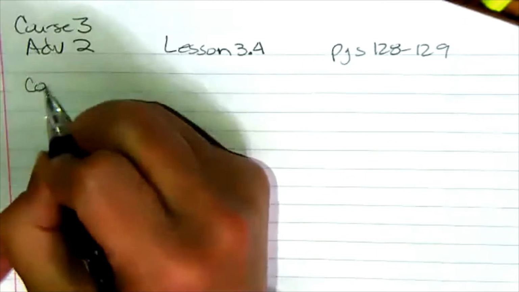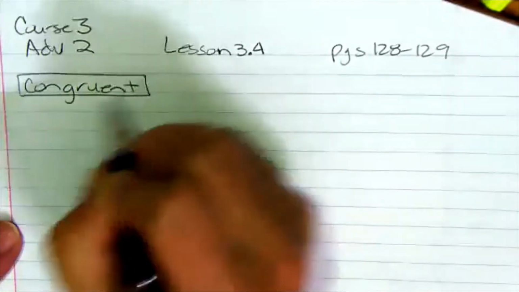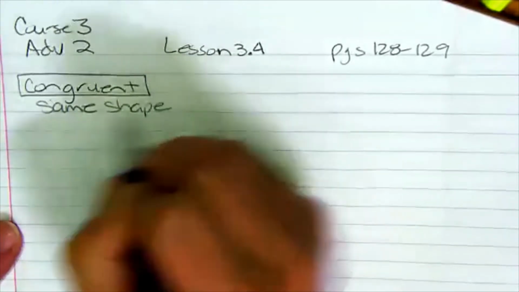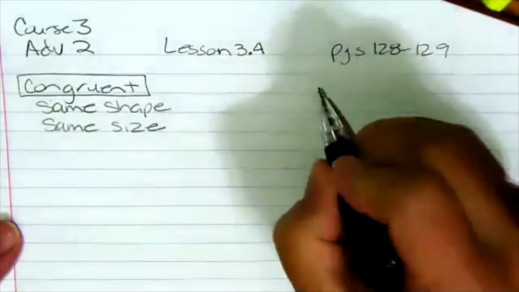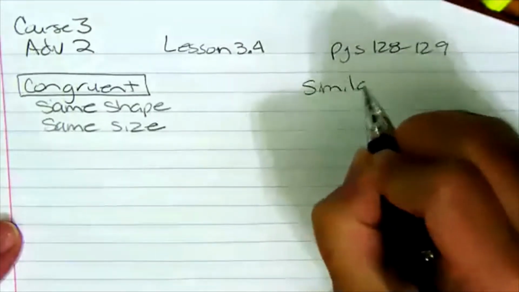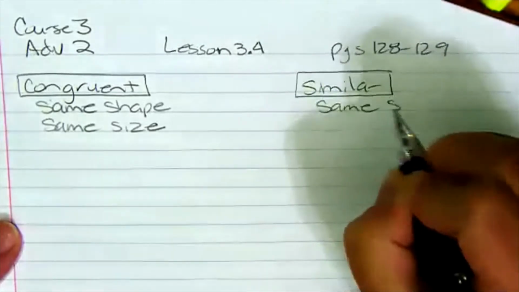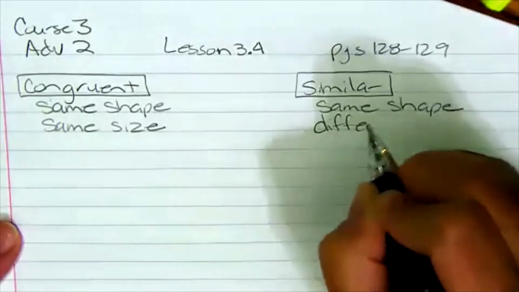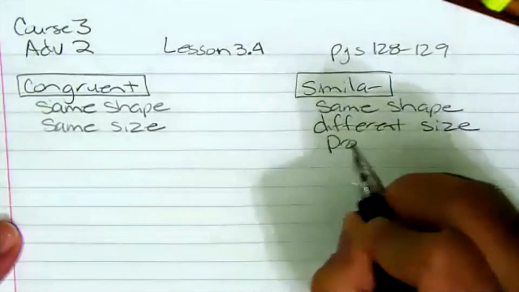So let's review congruent and similar. Congruent: same shape, same size. Similar: same shape, different size, and proportional.